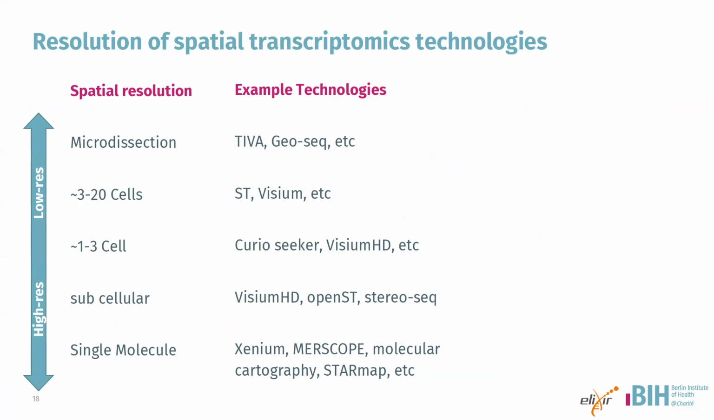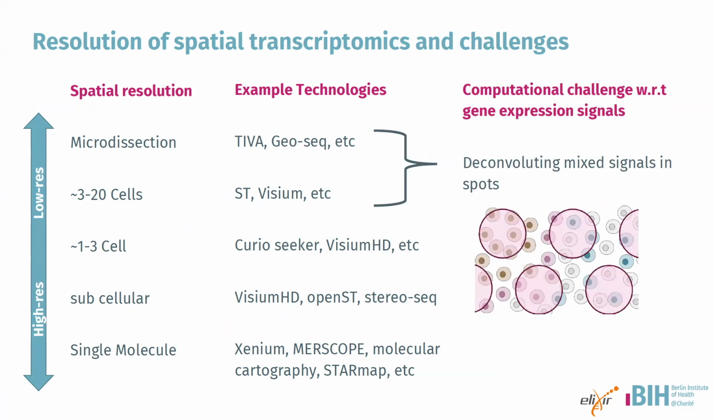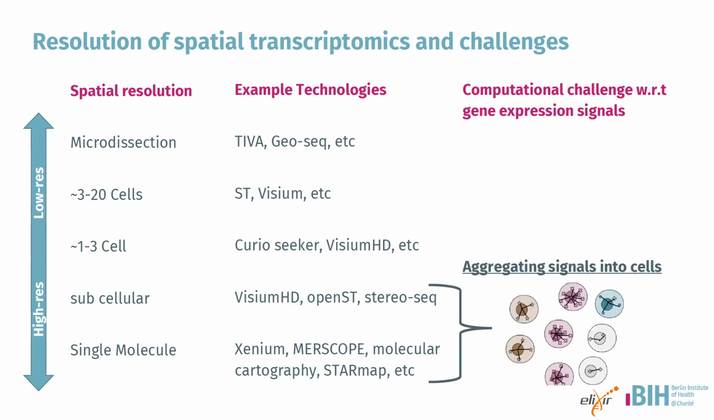So reviewing these different ways of profiling spatial transcriptomes at different spatial resolutions, we can also think about what are the initial computational tasks. So if we have these low resolution methods, such as microdissection or Visium, which capture many cells, we might want to do some sort of deconvolution. But with these high resolution subcellular or single molecule based methods, you want to aggregate these signals into cells.